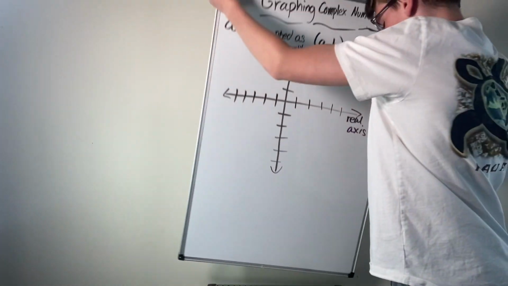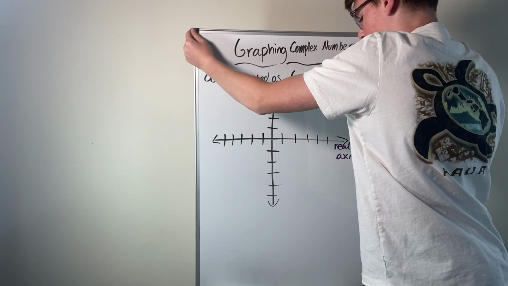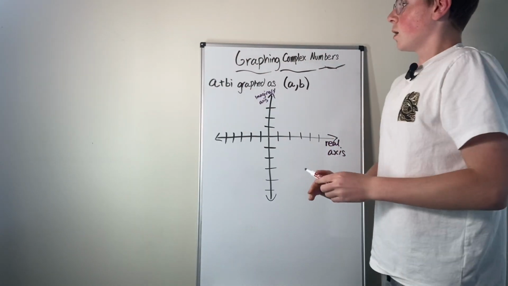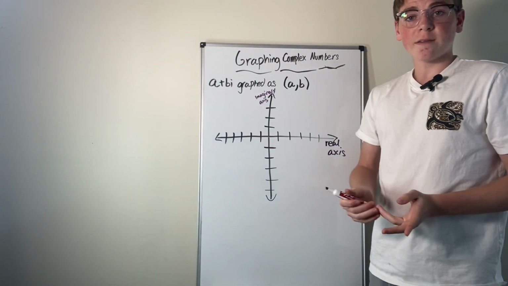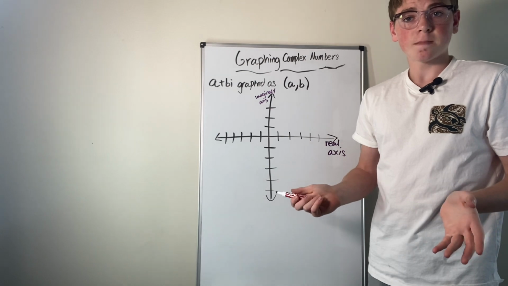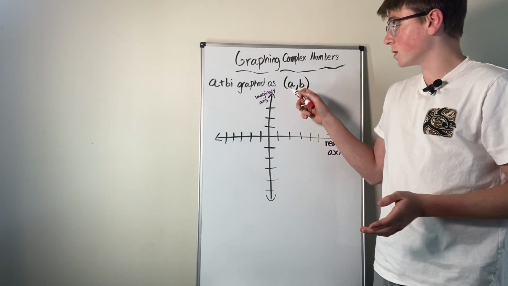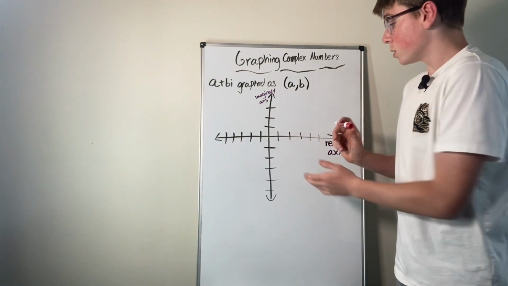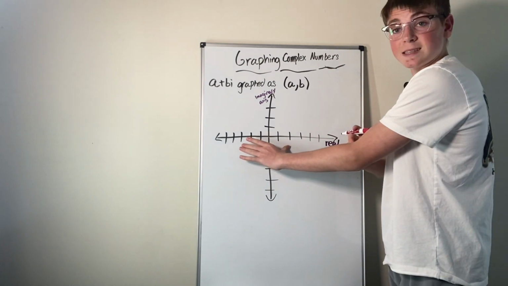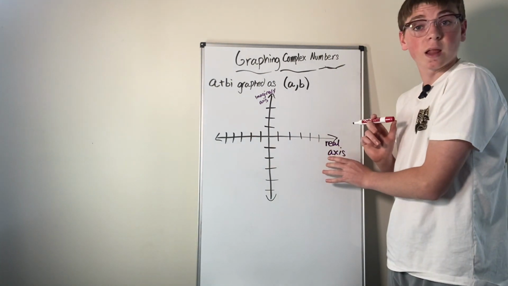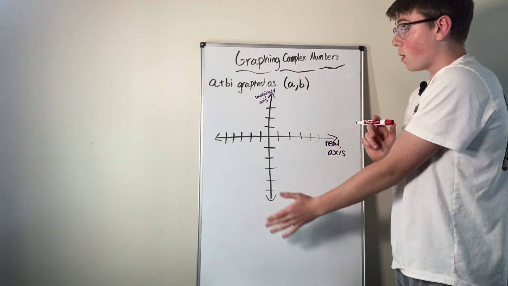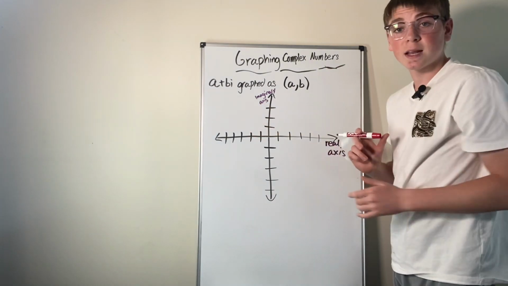Now, graphing complex numbers is not very difficult. a plus bi is just graphed as a, comma, b. So a is your x value, and b is your y value. So your x-axis is now your real axis, and your y-axis is now your imaginary axis.